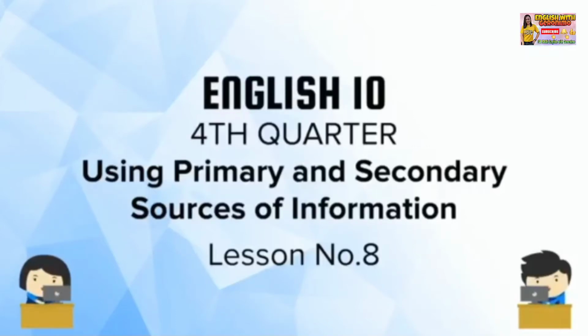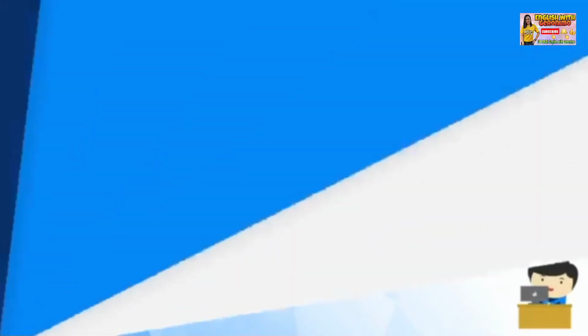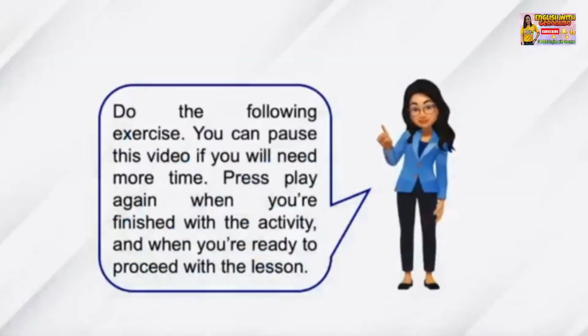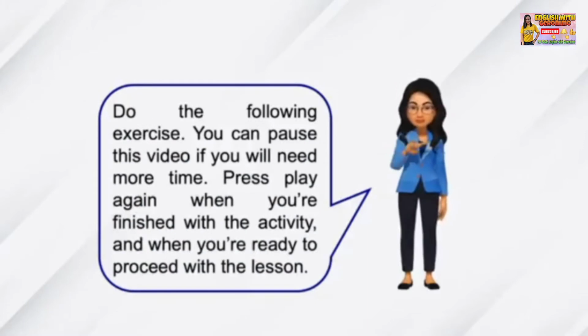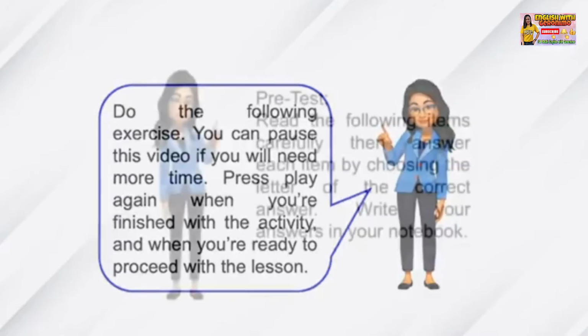We are in the fourth quarter of our set of lessons, and I hope everybody will delight in learning today with lesson number 8. Our topic is about using primary and secondary sources of information. For a start, do the following exercise. You can pause this video if you will need more time. Press play again when you're finished with the activity and when you're ready to proceed with the lesson.